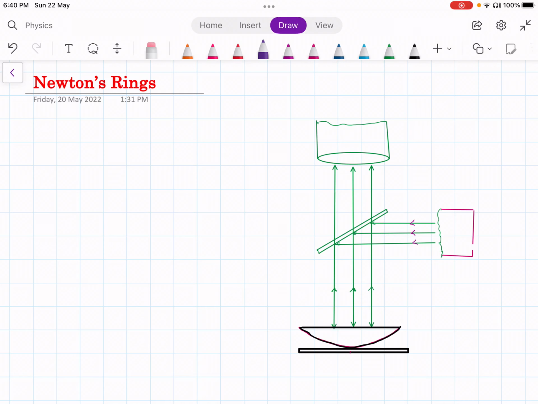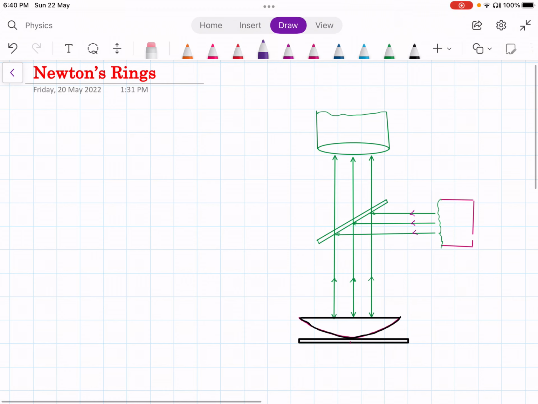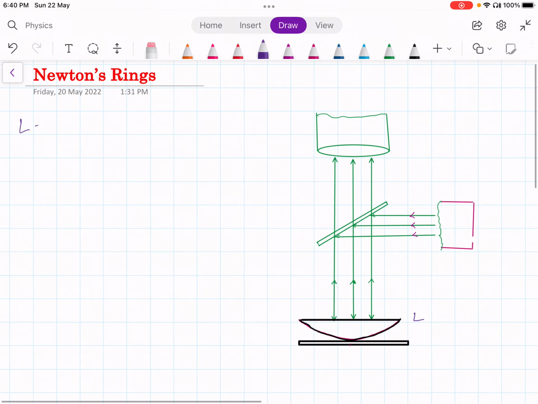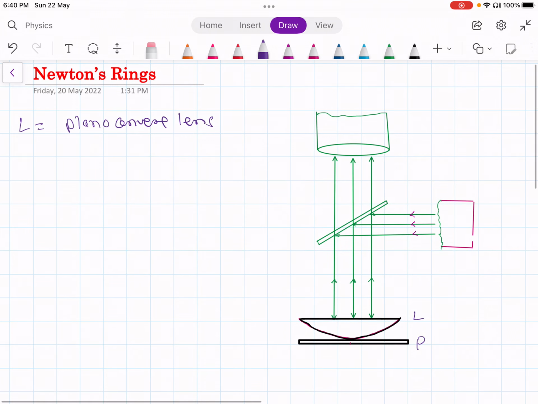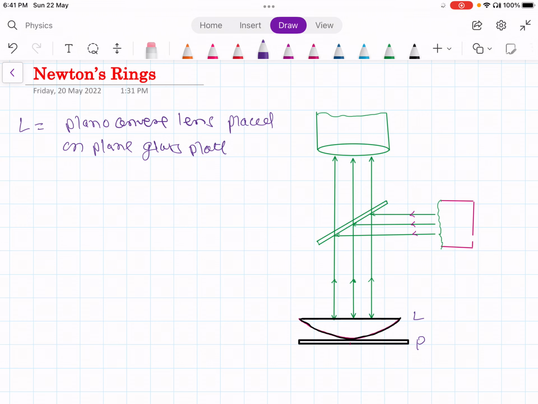Newton's ring. What you see in the diagram is the experimental setup of Newton's ring. In this setup, L is the plano-convex lens, which is placed on the glass plate P. This is the glass plate P, which is placed on a plain glass plate.